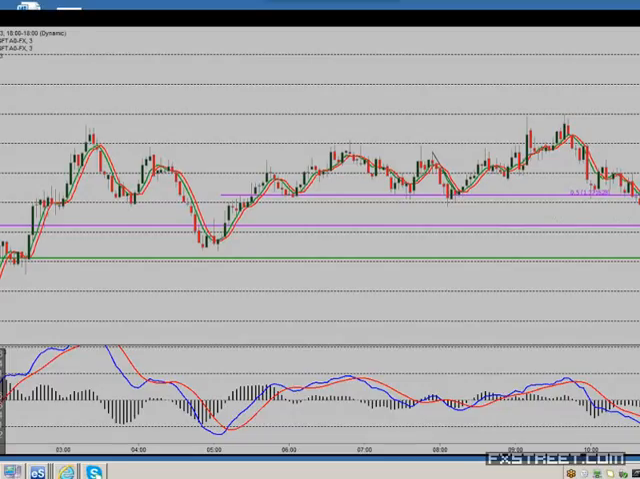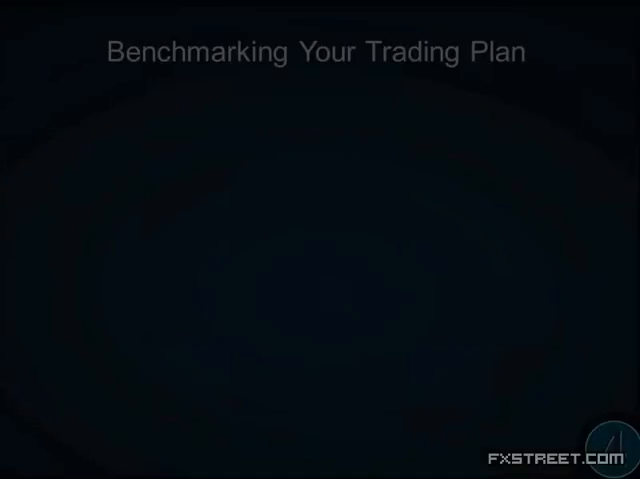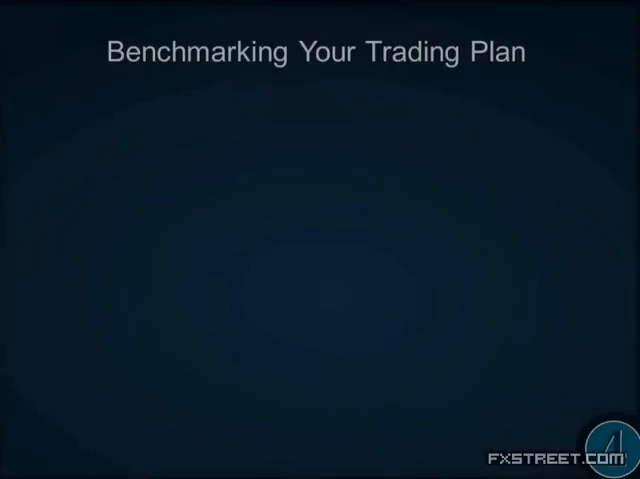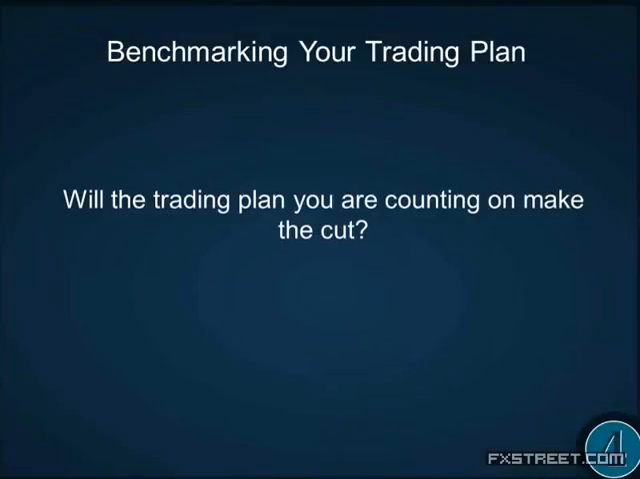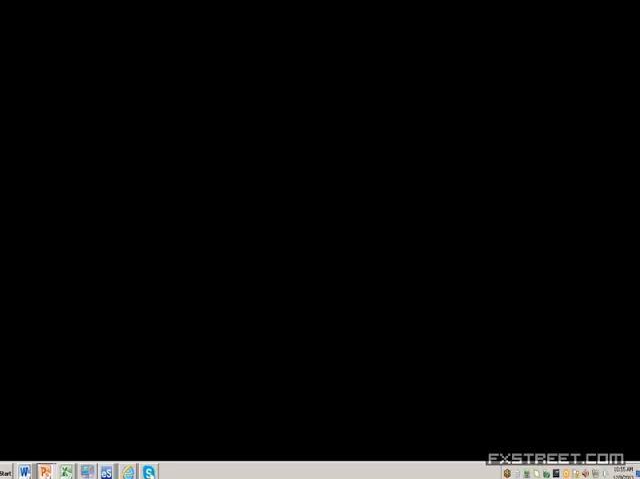So the bottom line is you have to benchmark, right? I mean, this is it right here. If you're not benchmarking, then you're afraid that your trading plan is not going to make the cut. So ask yourself, if you're not benchmarking, why not? Because, again, it comes down to this. Without that trading plan, without this, you're not going to get to this.